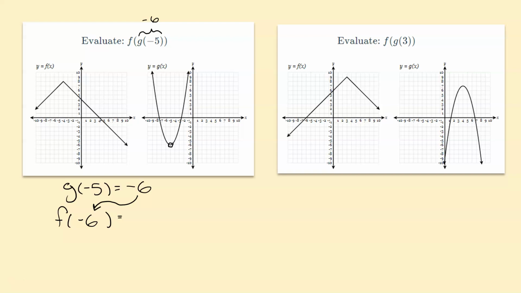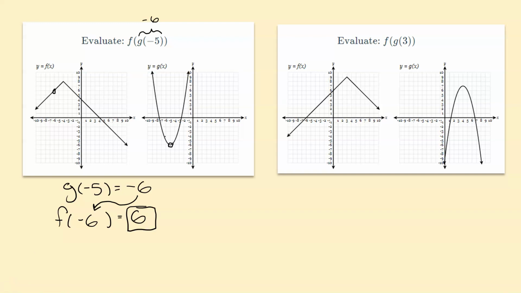So we have to look on the x-axis. Where's -6? It's right here. Now we have to figure out where our graph exists on x equals -6, which would be up here, this point right here. And what is the output at this point? The output's on the y-axis, so that would be 6. So our answer here for this one is 6.